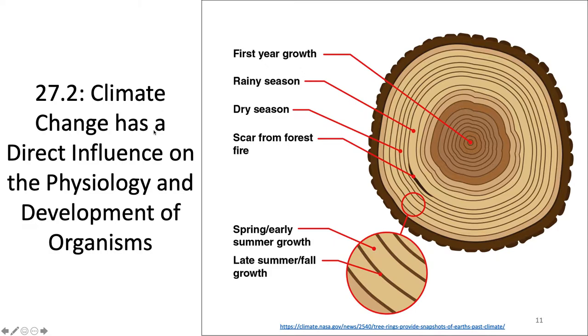Now let's talk about plants, that was all about animals. In mesic regions in eastern North America, so like where we are, ecologists have studied effects of climate change on the physiology of trees by looking at tree rings, which we talked about before. Again, this is from the NASA website that explains what kind of information you can get from tree rings.